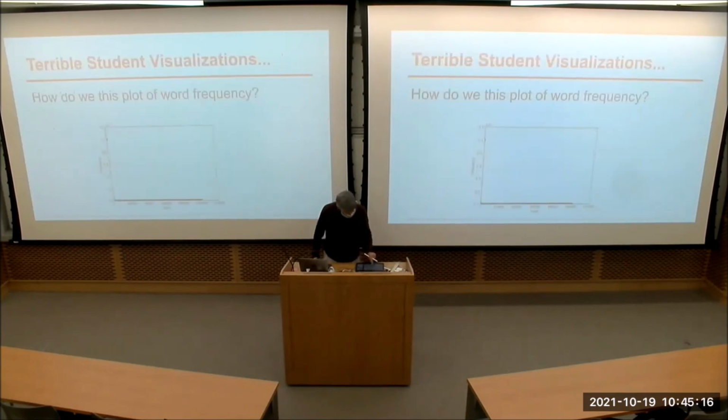Okay, what else do I say? Any other ones? Let me just show you some terrible visualizations that students have given me over the years, just to make sure that you don't do these kind of things. Here was a plot of word frequency as a function of the most popular word to the least popular word. The y-axis is frequency, the x-axis is the relative rank of that word in popularity.